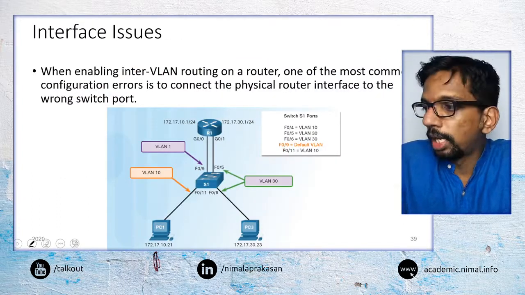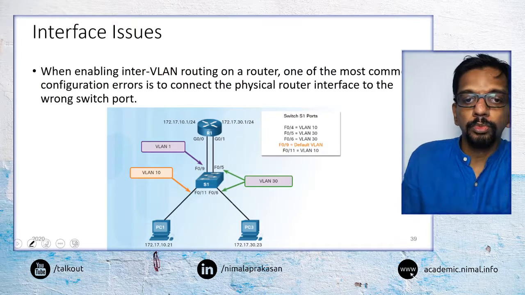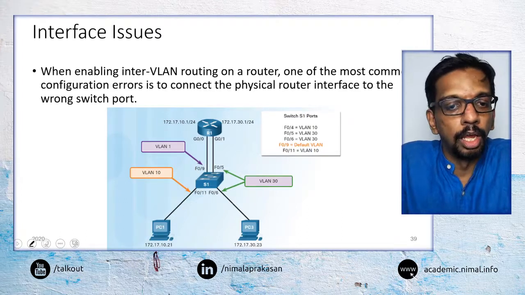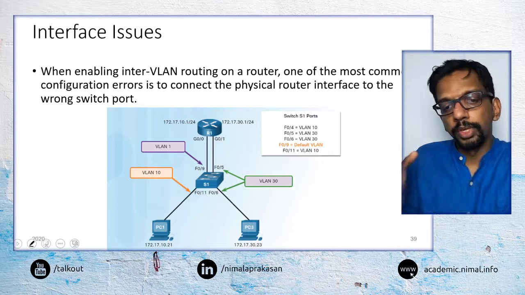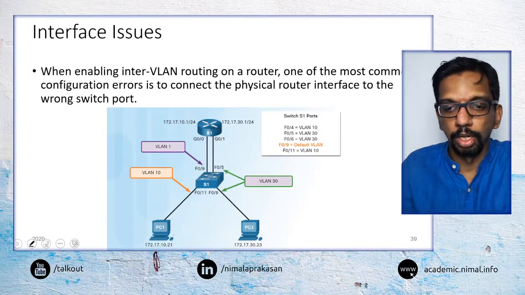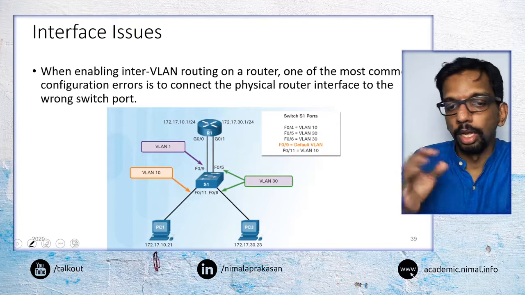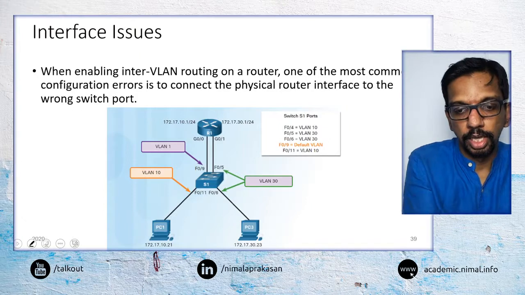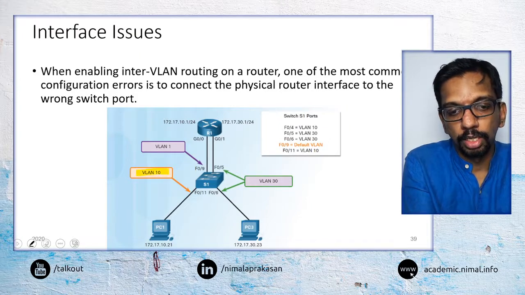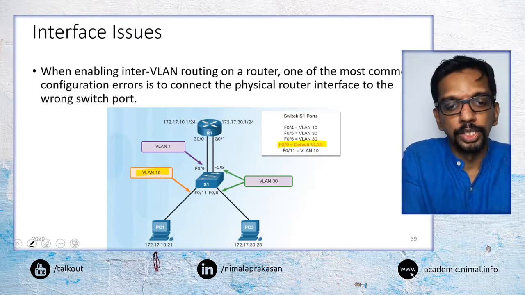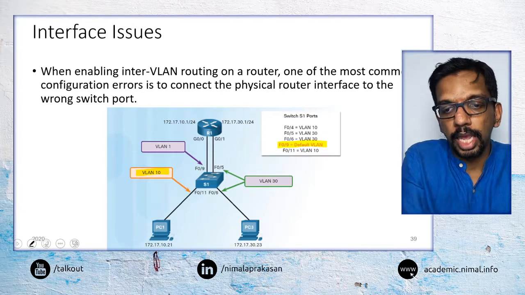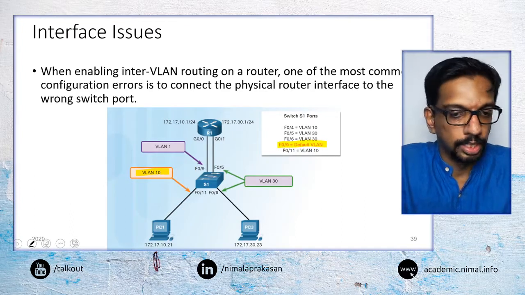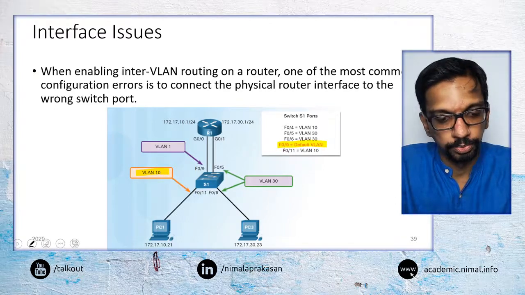Then another issue that we may encounter, particularly when we are again using inter-VLAN routing, is that we may configure them to the wrong ports, for example. We may configure them to the wrong interfaces. Say here F0/9 we have configured as the default VLAN. So the ports or interfaces are configured incorrectly. That could be an issue as well.